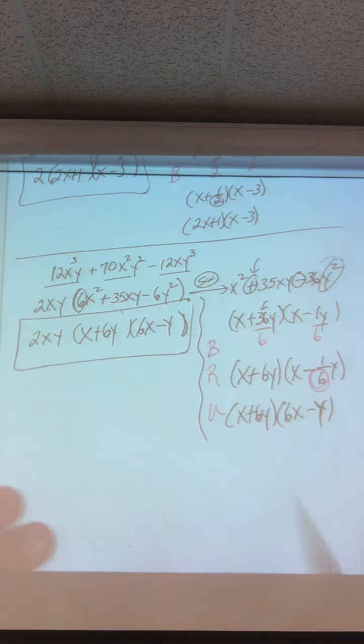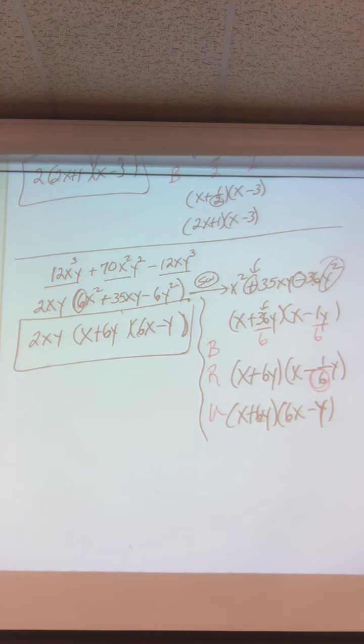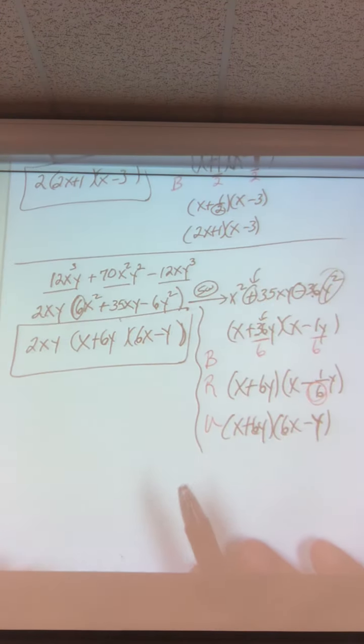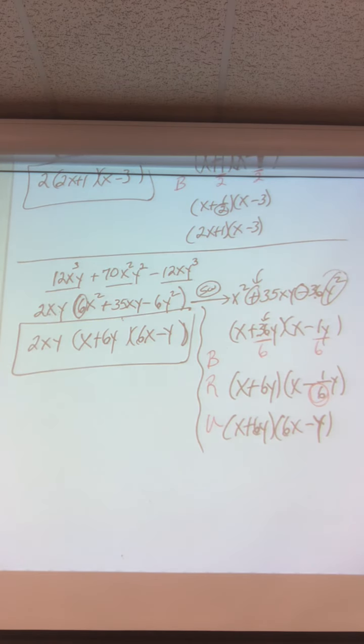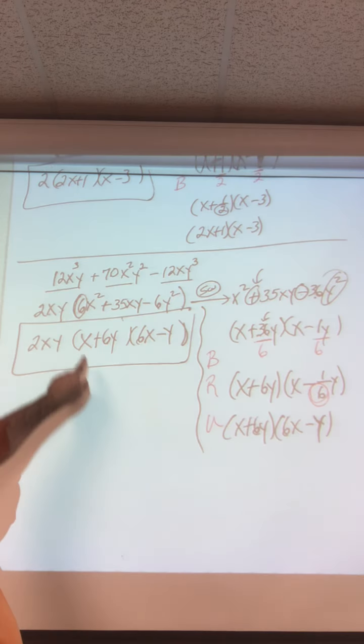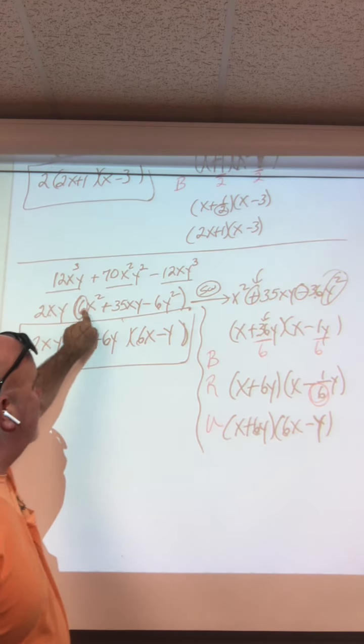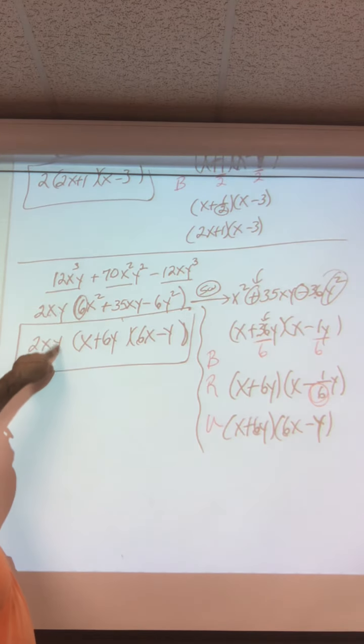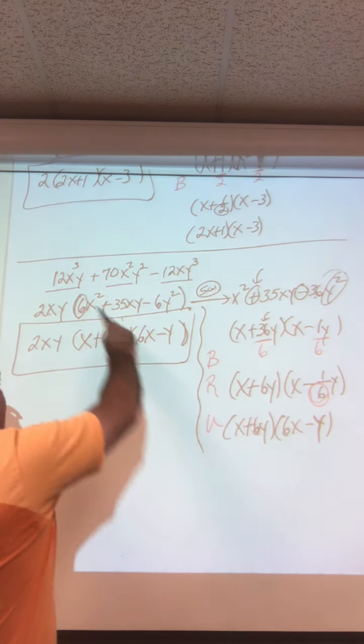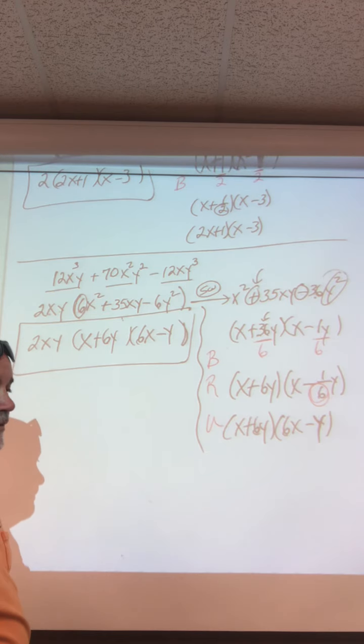This is the complete factorization of that trinomial. Now remember again, how would I check this if I wanted to multiply it out? I'd FOIL this first, and it should take you back to there. Then you distribute the 2xy, and it should take you back to here.